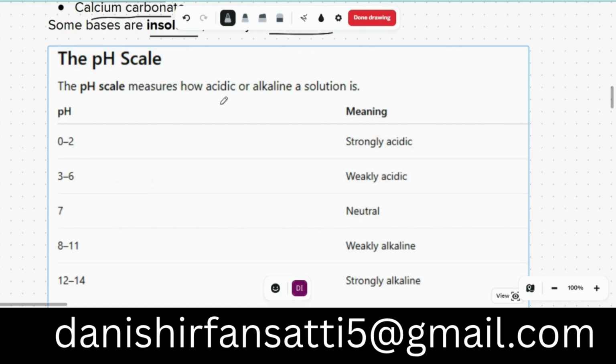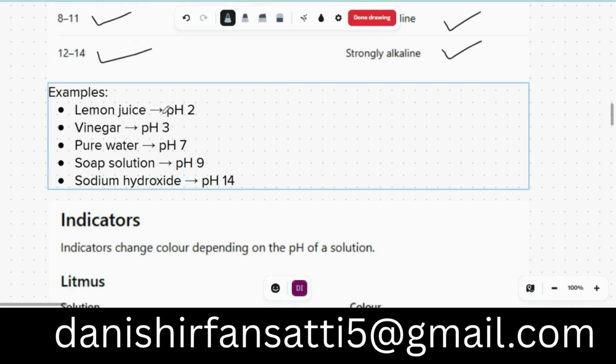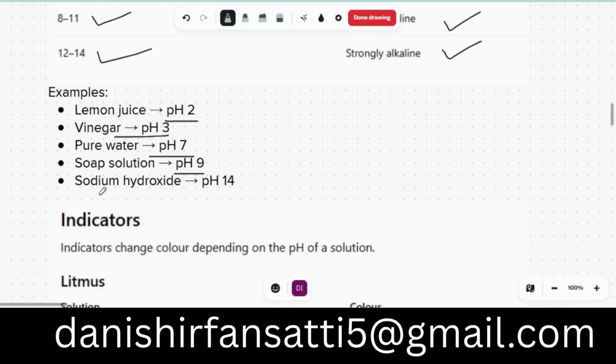The pH scale measures how acidic or alkaline a solution is. 0 to 2 means strongly acidic. 3 to 6, weakly acidic. 7 is neutral. 8 to 11 is weakly alkaline. 12 to 14 is strongly alkaline. Lemon juice has a pH of 2. Vinegar has a pH of 3, which is acidic. Pure water is neutral. Soap solution is alkaline or basic, and sodium hydroxide is a strong base.